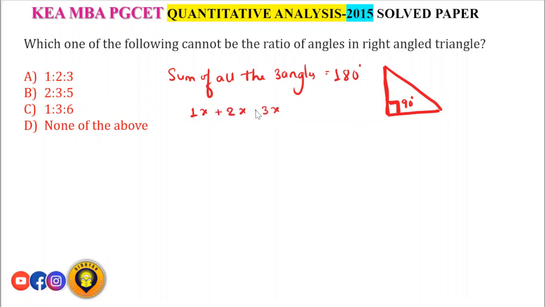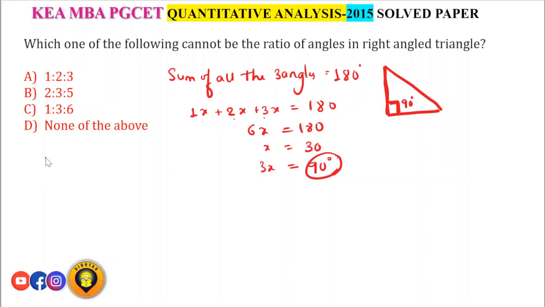The sum of all the angles must be equal to 180 degrees. So 3x plus 2x plus x, which is 6x, is equal to 180 degrees. Therefore x is equal to 30 degrees. Then 3x becomes 90 degrees. So this is a right angle triangle. 1 is to 2 is to 3 is a right angle triangle, because one of the angles is 90 degrees.